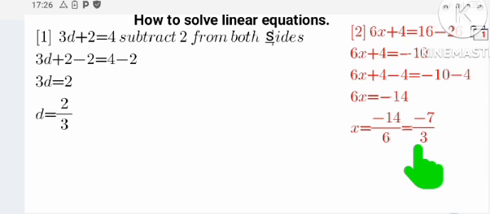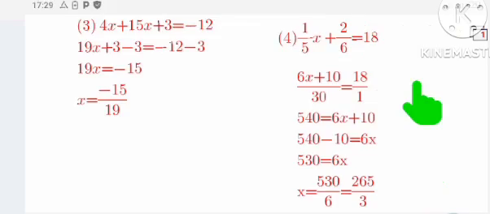So that is how we go about solving. Let's do more problems. Now, we move on to number 3. Here, number 3, we have 4x plus 15x plus 3 is equal to negative 12.